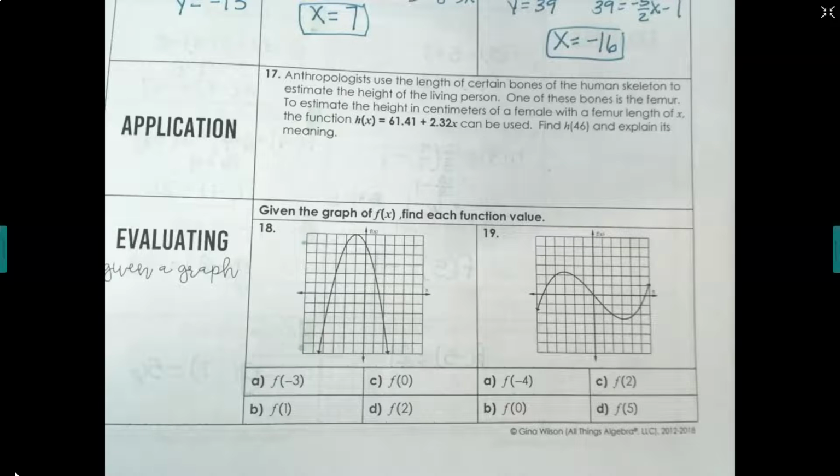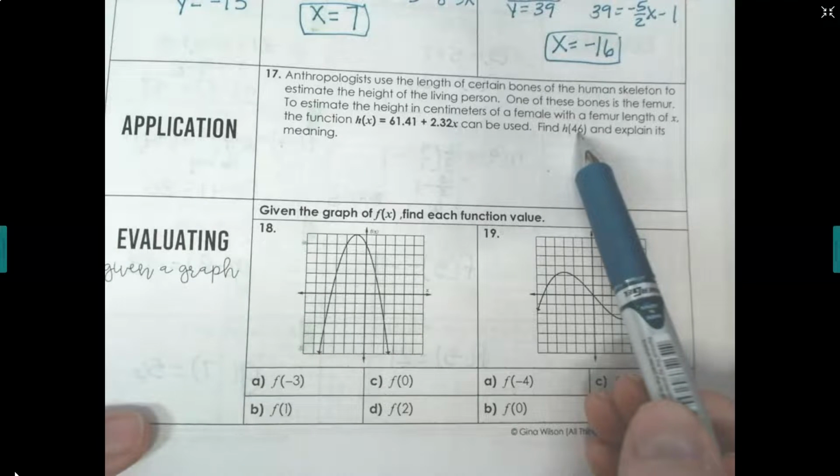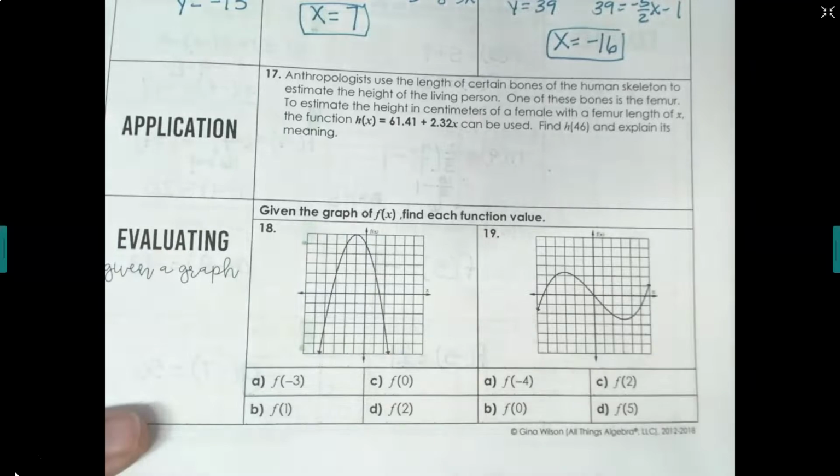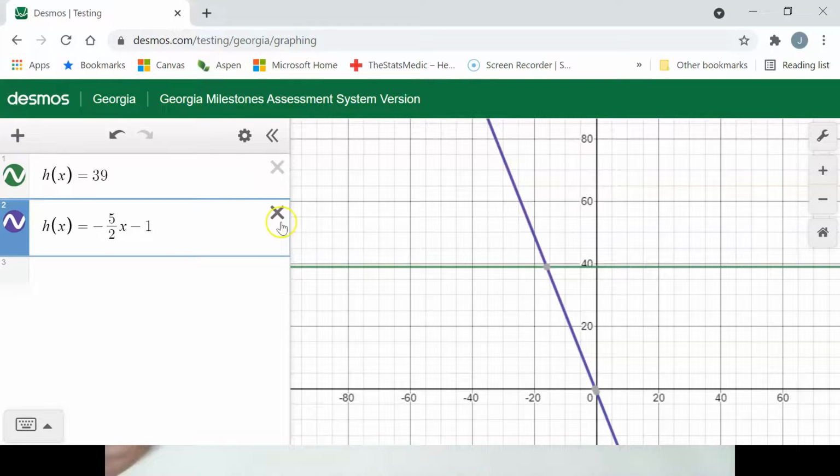To estimate the height in centimeters of a female with a femur length of x, we use the function h of x equals 61.41 plus 2.32x. They want us to find h of 46. Now see, the 46 is in the x spot again. Okay, so let's pull up Desmos and we're going to put in the equation that they gave us.